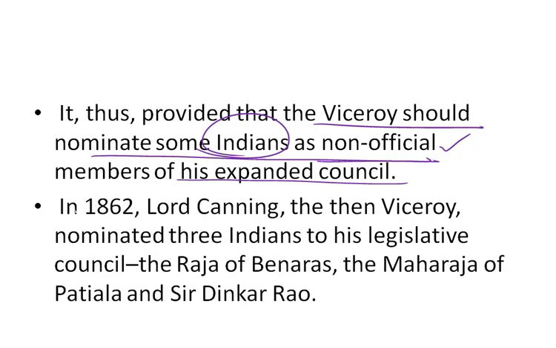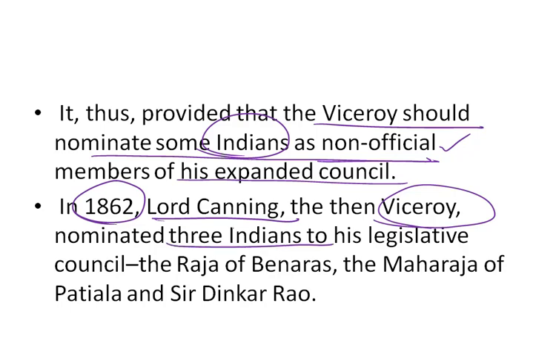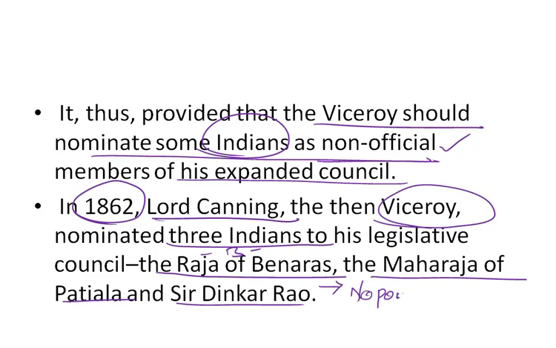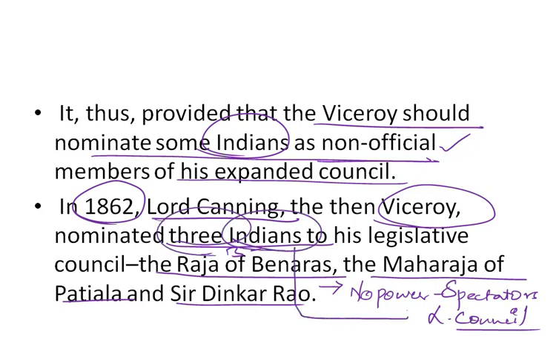In 1862, Lord Canning, the then Viceroy of India, nominated 3 Indians to his legislative council. They are the Raja of Benares, the Maharaja of Patiala, and Sir Dinakar Rao. Even though they were taken into the legislative council, the actual lawmaking powers were not given to them. They were just spectators in the Indian Legislative Council.